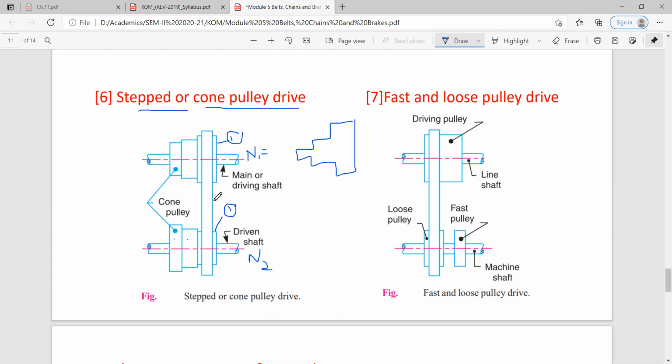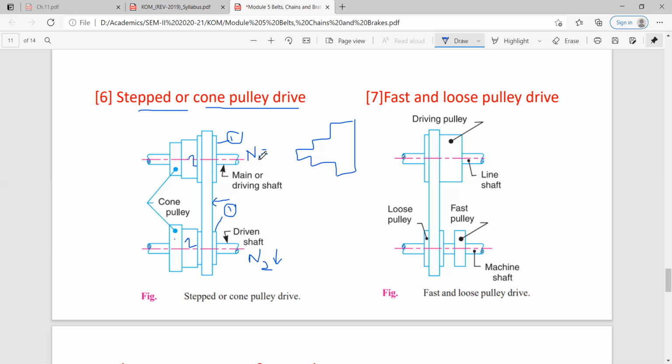If you slide this belt and put the belt over the second combination, this one and here, obviously the diameter of the pulley is increasing. As the diameter of the pulley is increasing, the RPM of the driven shaft will reduce. Similarly, if you want to reduce it further, you take the belt to the third step of the cone pulley. In this way, you can obtain different velocity ratios.